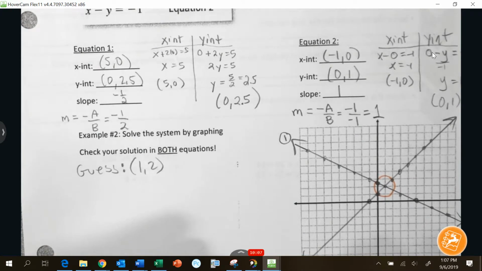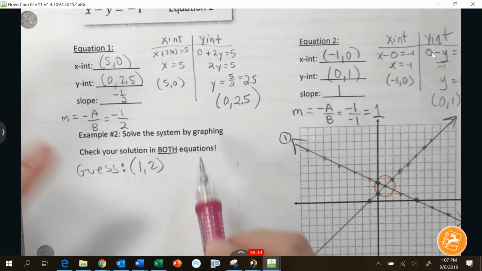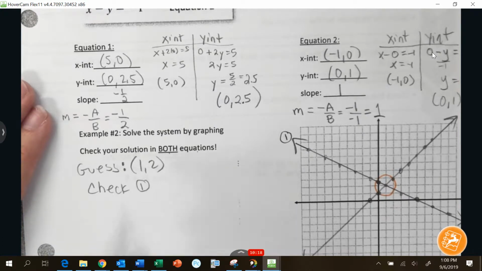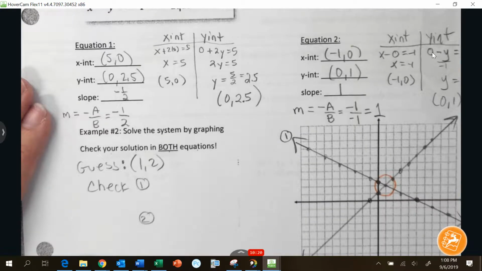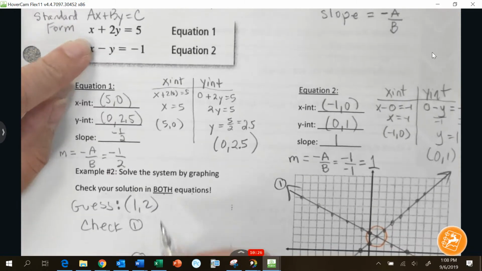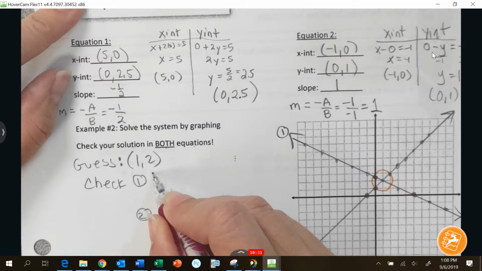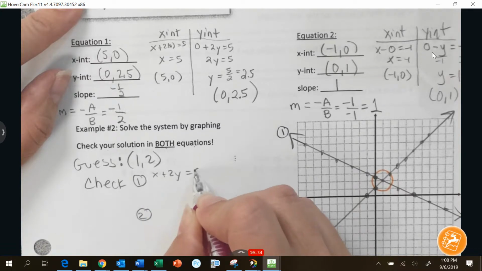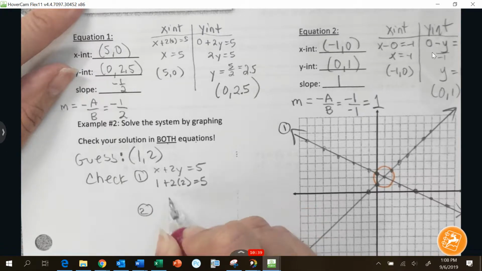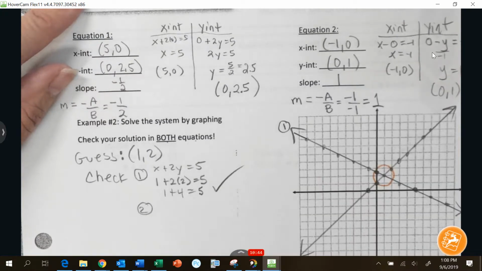I'm going to prove that that is the right answer by checking my solution in both equations. So I have to have a check to know for sure that I am right. We're going to check in equation 1 and we're going to check in equation 2. I'll just rewrite it because I can't keep it all in the same window at the same time. My first equation is x plus 2y equals 5. So I'm going to plug in 1 plus 2 times 2 equals 5. 1 plus 4 equals 5. Does that check? Yes.